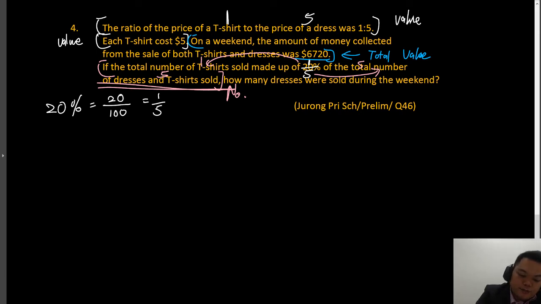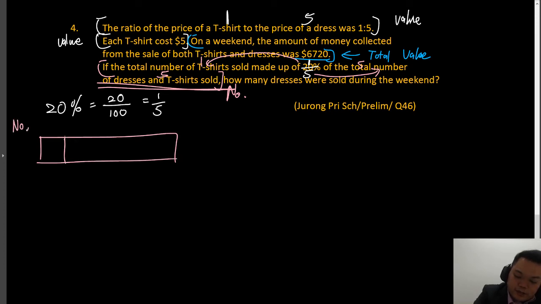So think of it this way. Let's look at the number of items that were sold first. Your t-shirts made up 1 out of a total of 5 of the total number of items that has been sold. This means to say that your t-shirt sold is 1 unit, your dresses sold is 4 units. You want to break this down first and simplify it first. It looks tricky, but it's not impossible.